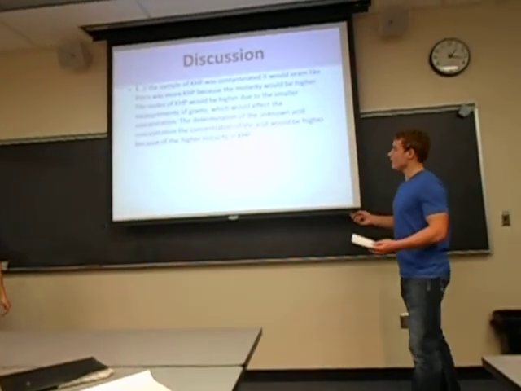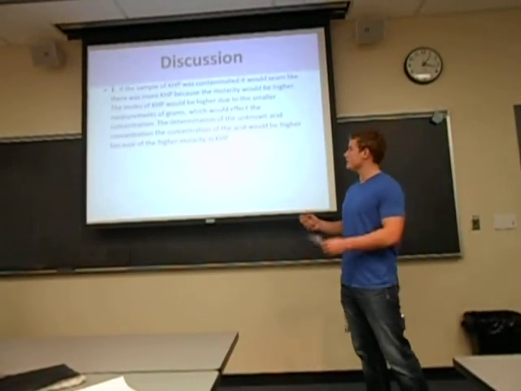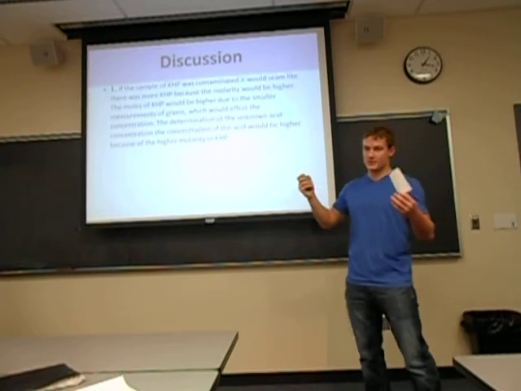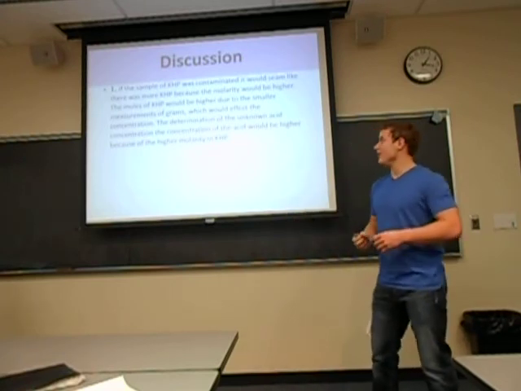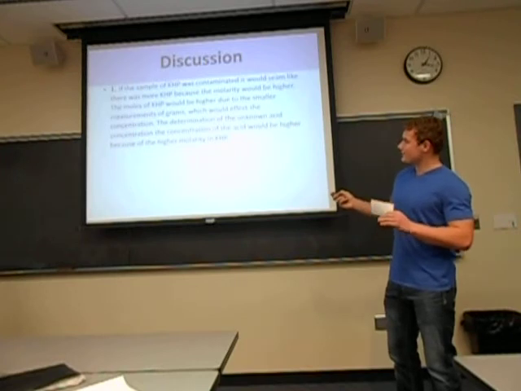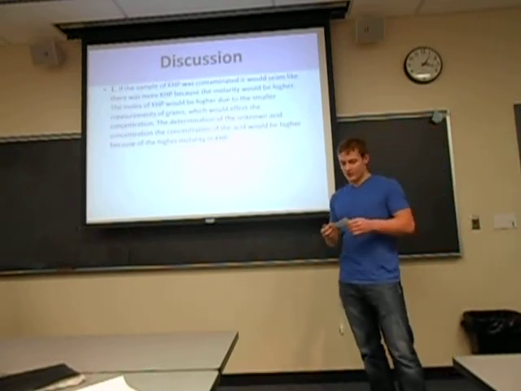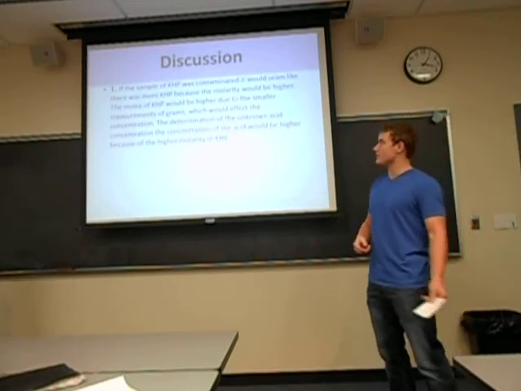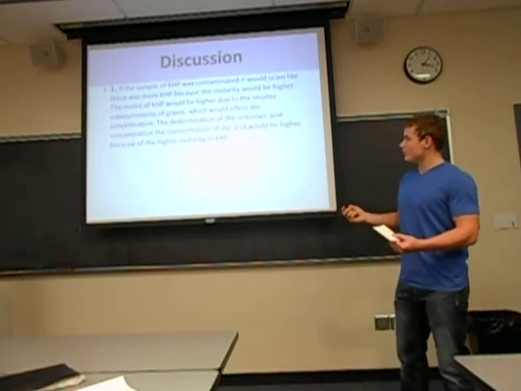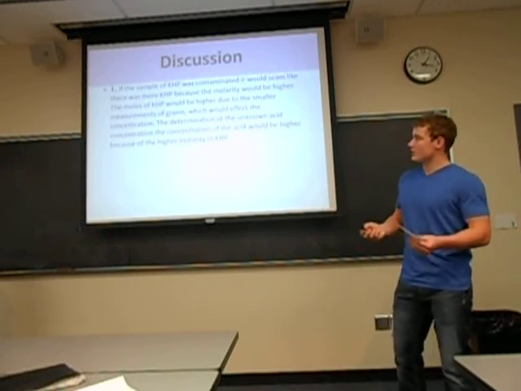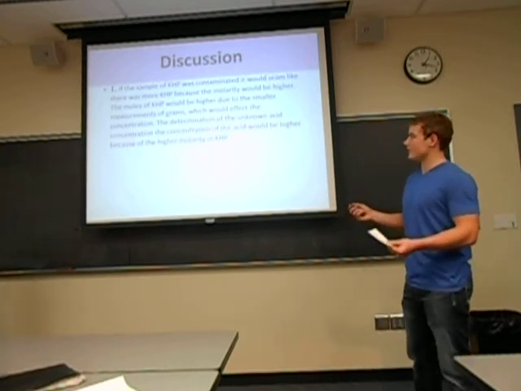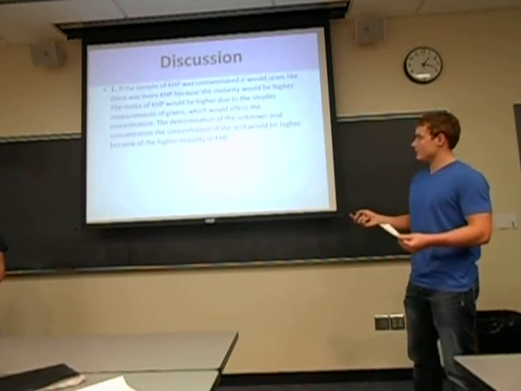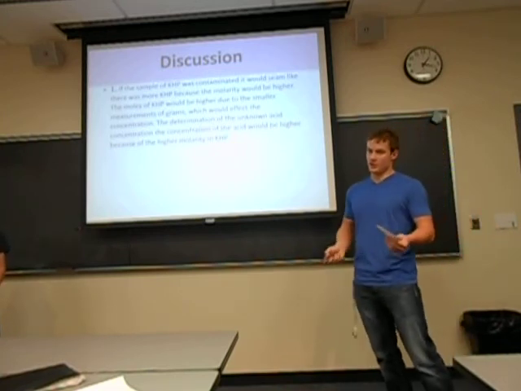In our discussion, the first question asked what would change in the experiment if our sample of KHP was contaminated. If it was contaminated, it would seem like there was more KHP because the molarity would be higher due to the smaller measurements of grams, which would affect the concentration and the determination of the unknown acid concentration. The concentration of the acid would be higher because of the higher molarity of KHP.